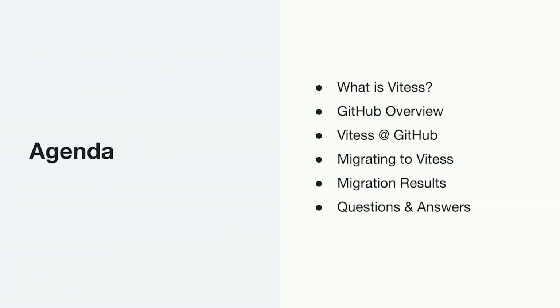So first, an overview of this talk. I'm going to talk about Vitess first, giving a quick introduction for those who might not be familiar with Vitess. I'll give an overview over GitHub and the architecture behind GitHub. I'll talk about Vitess at GitHub, how we did the migration to Vitess, and I have a short overview of the results that we see from migrating to Vitess. And then at the end, we might have some time for questions and answers.